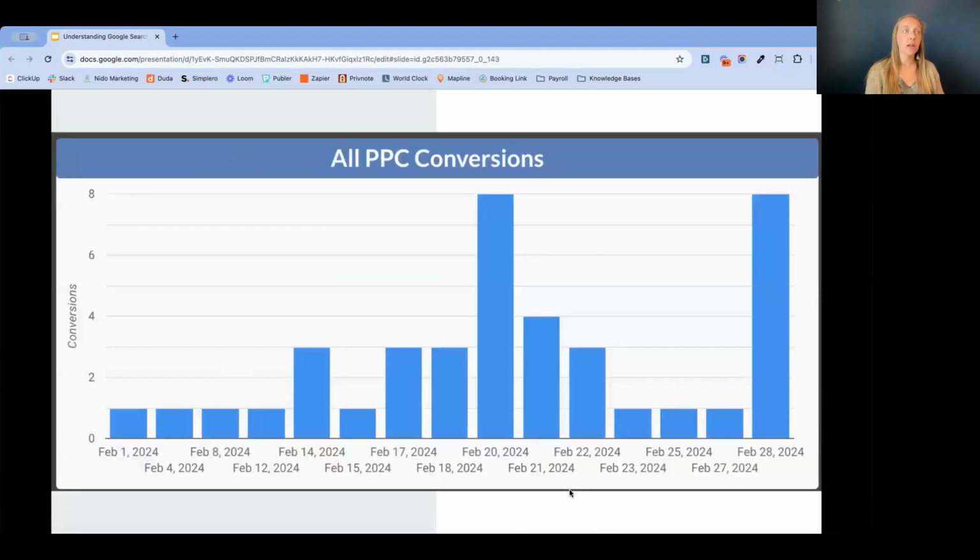This is just a breakdown of your daily trends of when most of these conversions came in. So you'll see we were pretty quiet the first half of February. And then around February 14th, we jumped up a little bit, jumped up again here. And towards the end, we really started getting a lot of conversions.